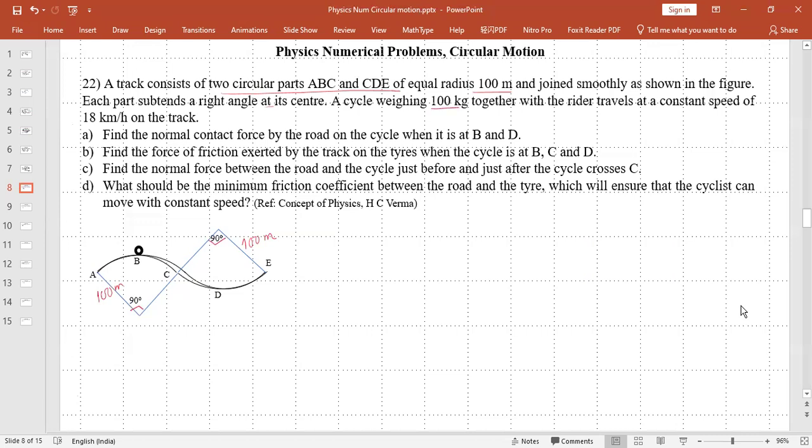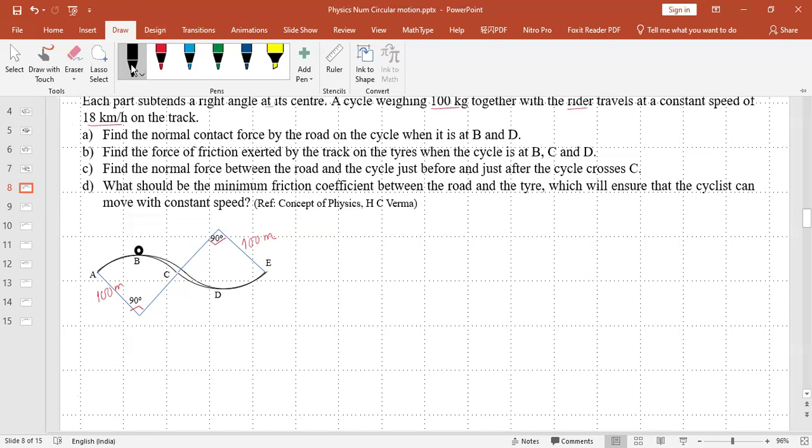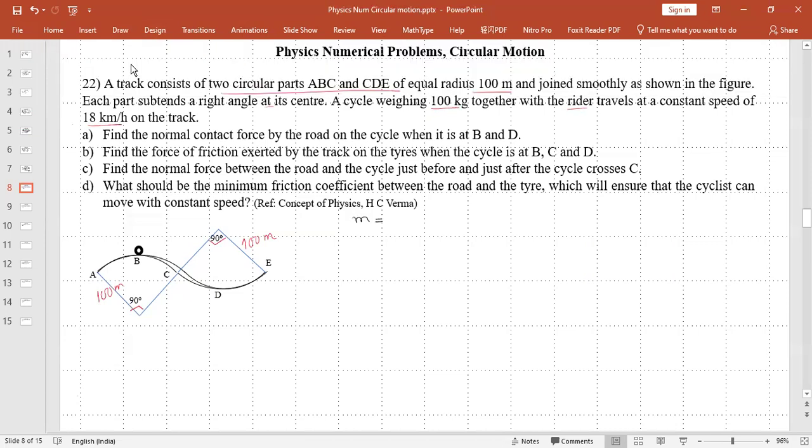A cyclist weighing 100 kg together with the rider travels with a constant speed of 18 km per hour. So M, which will be required in the problem, is 100 kg, and V, velocity, is constant. So this has to be remembered. Velocity constant is equal to 18 kilometer per hour, which translates into 5 meter per second.